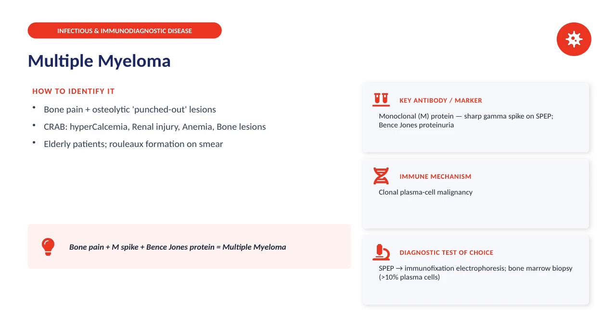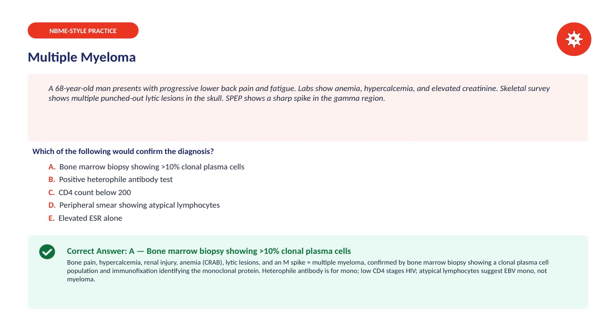The best diagnostic approach combines serum protein electrophoresis, followed by immunofixation electrophoresis to identify the monoclonal protein, and a bone marrow biopsy showing more than 10% plasma cells confirms the diagnosis. When you see bone pain with an M-spike and Bence-Jones proteinuria, multiple myeloma should be high on your list. This case shows classic signs of multiple myeloma, including bone pain, anemia, elevated calcium, kidney problems, and those punched-out lesions on the skull seen on X-ray.